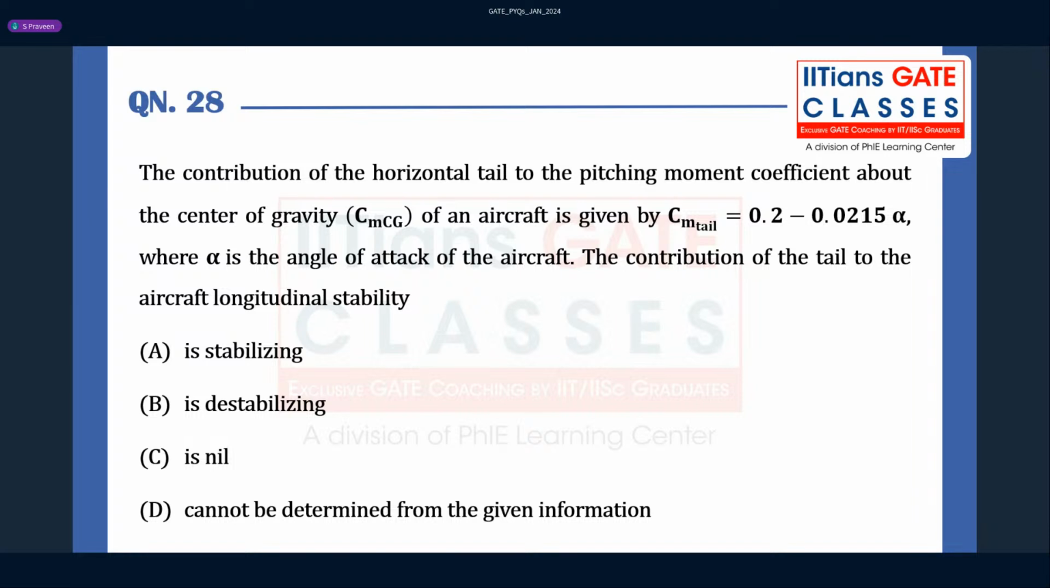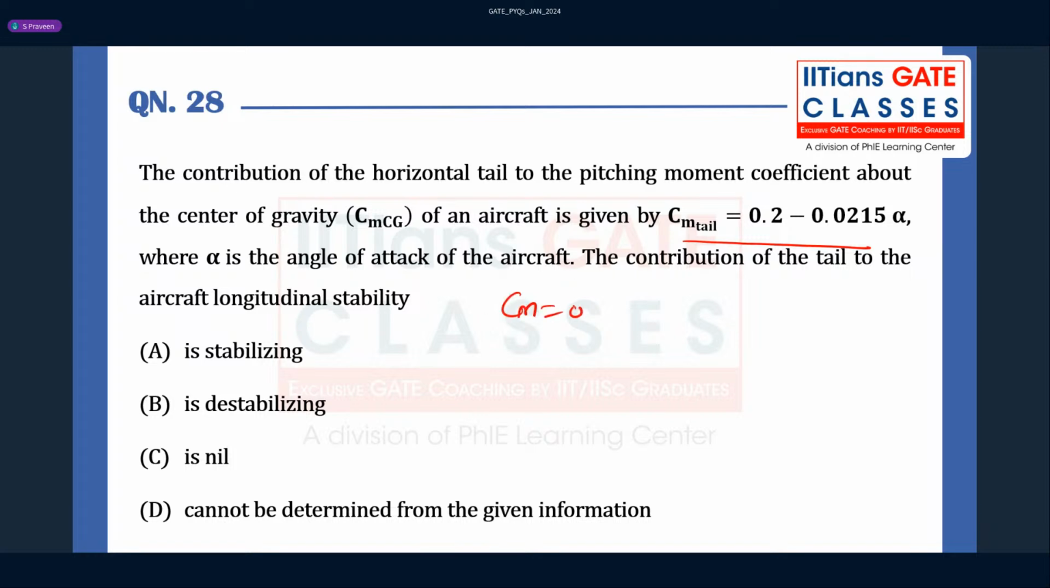The contribution of the horizontal tail to the pitching moment coefficient about the center of gravity of an aircraft is given by Cm tail = 0.2 minus 0.0215 alpha, where alpha is the angle of attack of the aircraft. The contribution of the tail to the aircraft longitudinal stability is: stabilizing, destabilizing, nil, or cannot be determined from the given information. So let's write it down.